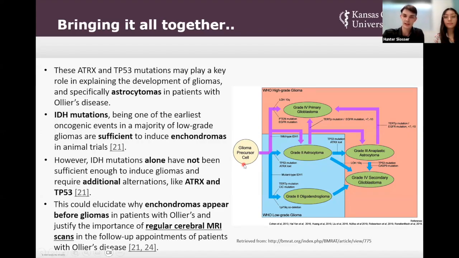And on the right here, we just have a photo emphasizing this fact. The patients with glioma precursor cells, if they have the mutant type IDH1 as well as the TP53 mutation and the ATRX loss, are more likely to develop grade 2 astrocytomas and grade 3 astrocytomas.